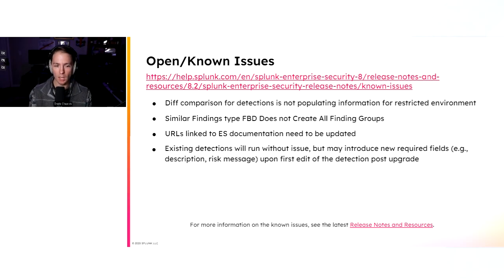One thing I will talk about, and I'll be going to a slide here in a second, is that existing detections are going to run without issue. So when you are a 7.3 customer and you upgrade to Enterprise Security 8, the version that you happen to pick, your detections are going to continue to run. The description and risk message are going to be there.